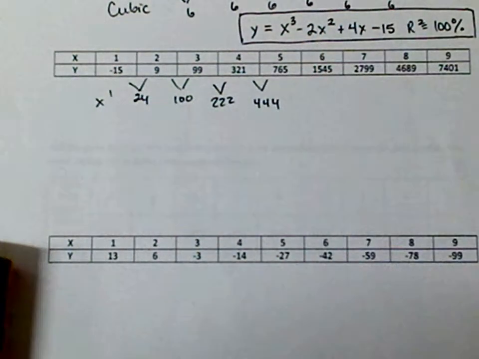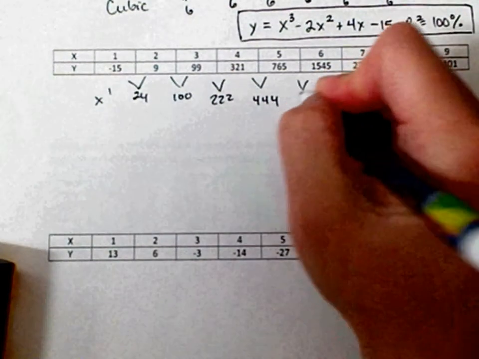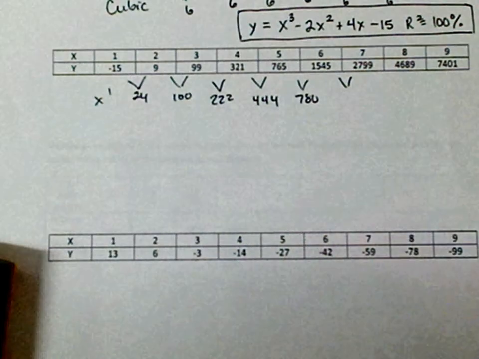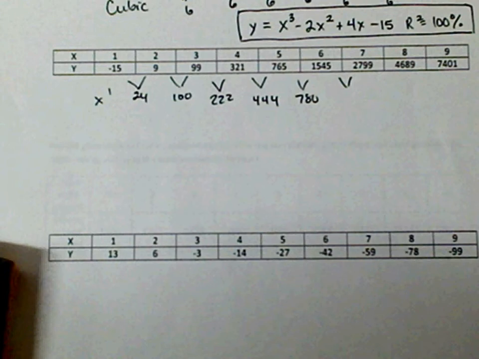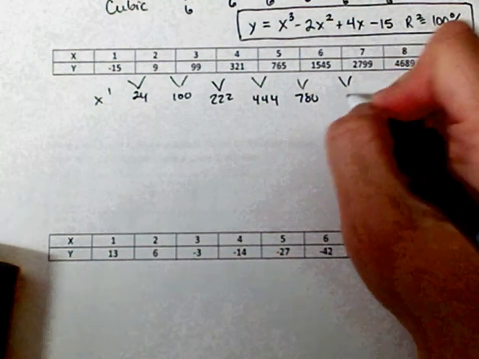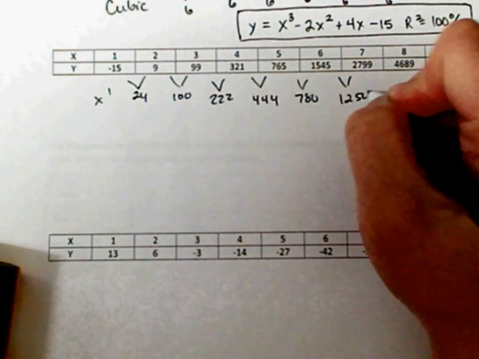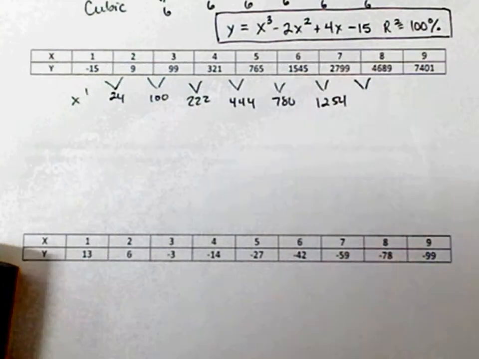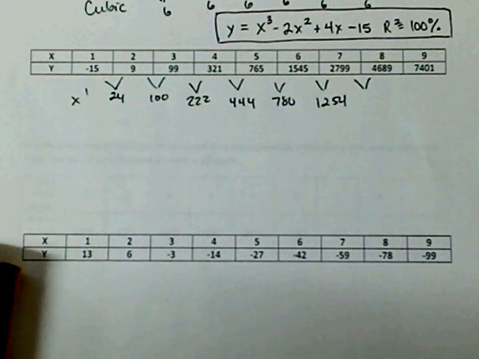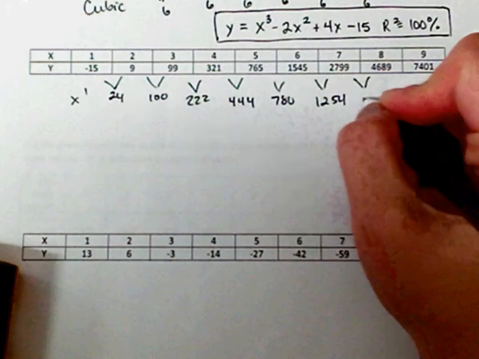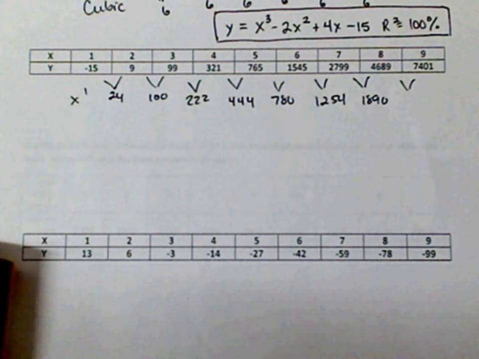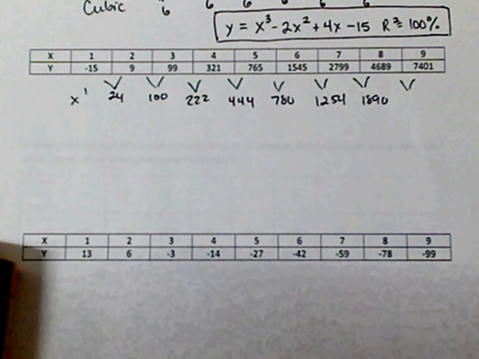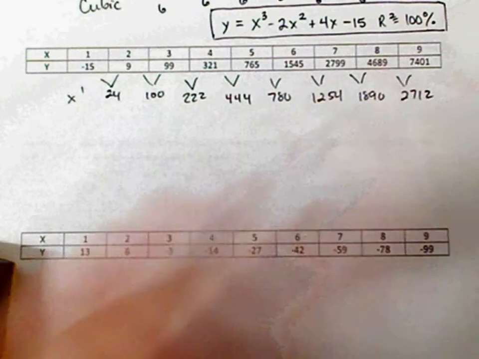444, 1545 minus 765. That is 780, and it's increasing. 2799 minus 1545. That's 1254. Keep going. 4689 minus 2799. That's 1890. Next, 7401 minus 4689. That comes out to be 2712. So it's not a linear.